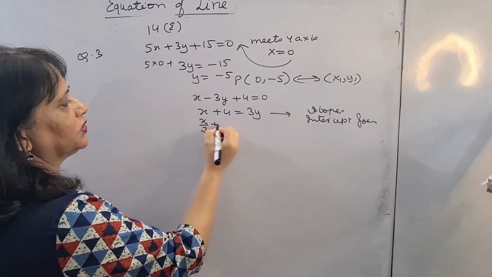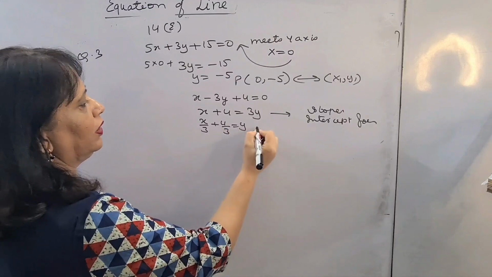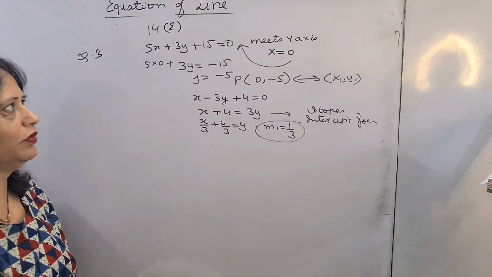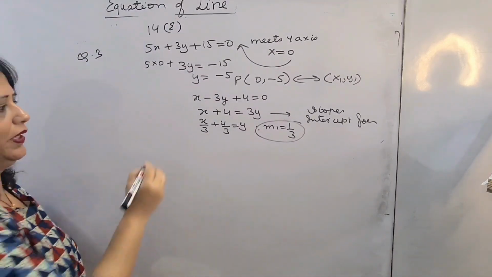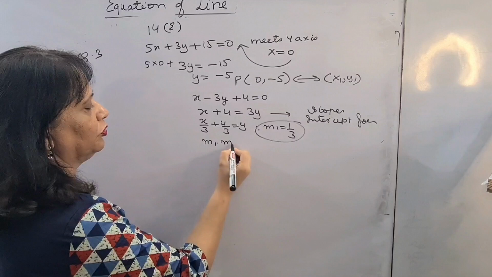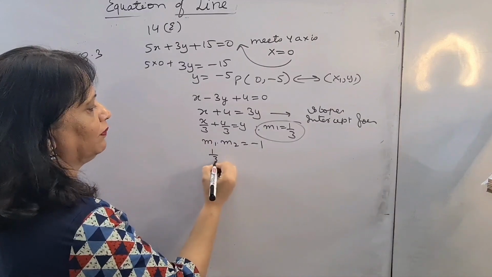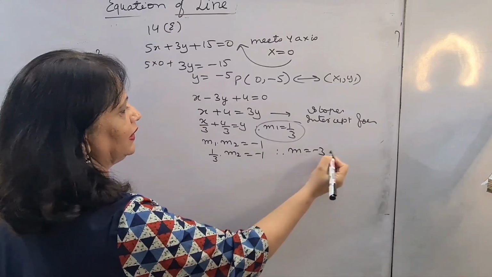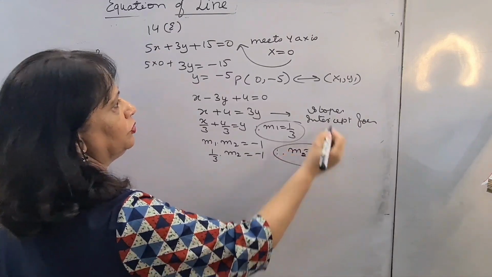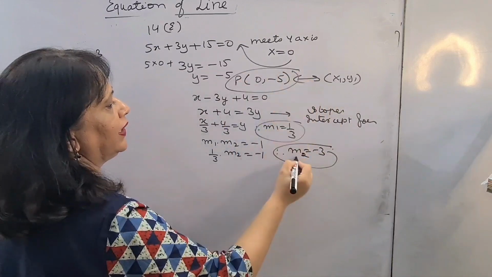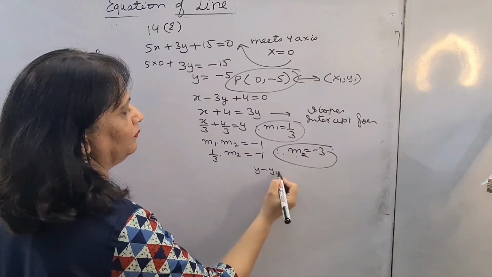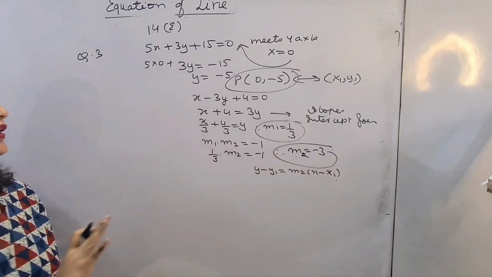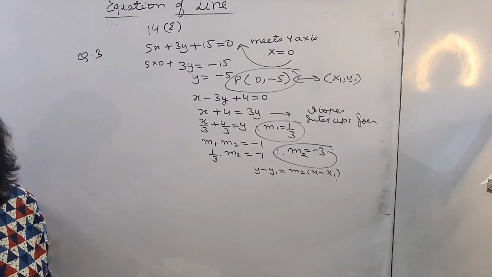x upon 3 plus 4 upon 3 is equal to y, so m1 is equal to 1 by 3. Because the lines are perpendicular, m1 into m2 is equal to minus 1, so 1 by 3 into m2 is equal to minus 1, or m2 is equal to minus 3. You have got the slope, you know the point P and m2, so using the one point form you will get your required equation. So this is the hint for question number 3, exercise 14E.